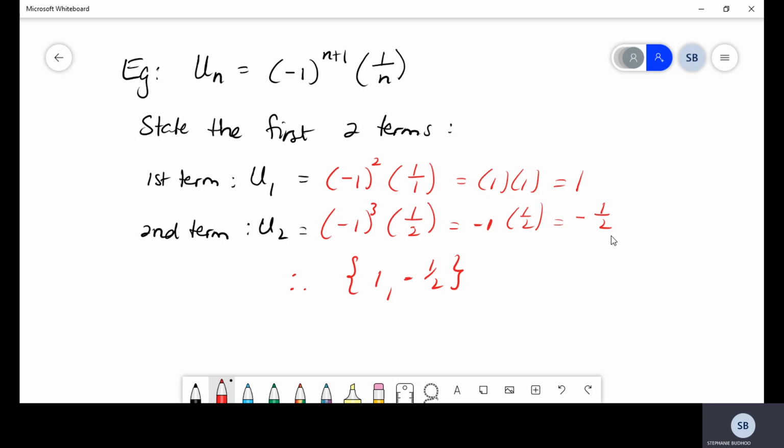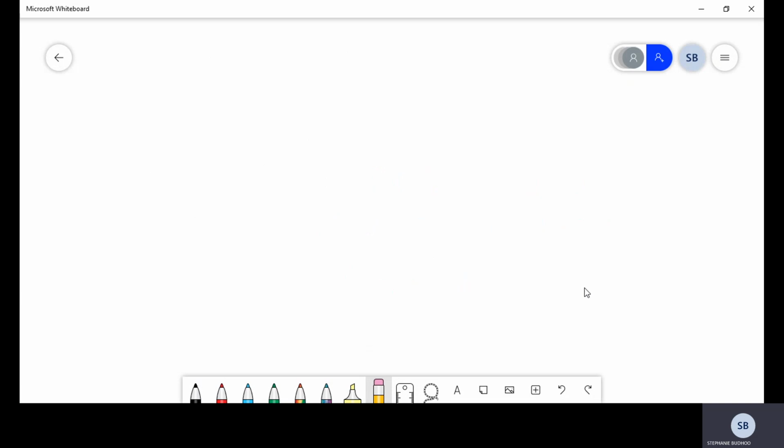Now, what about if we were asked not to find the next few terms? What about if we had to find the nth term of a sequence instead of finding the first and the second and the third and the fourth and the fifth? What if we were asked to find the nth term of the sequence? How would we do something like that given the sequence? Well, let's look at an example here. Okay, clearing my board.